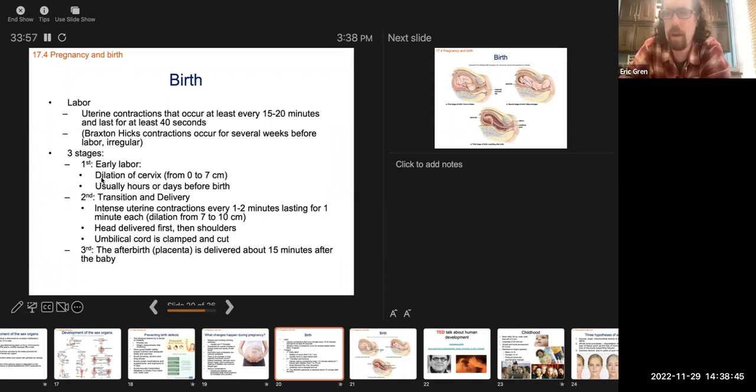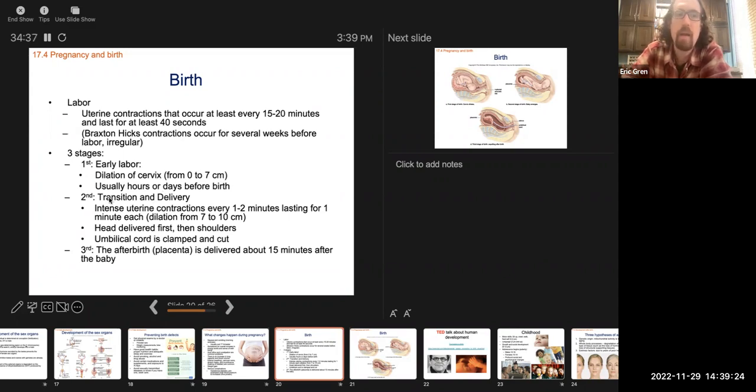First stage is called early labor. Okay, this is where we see dilation of the cervix. Remember, the cervix is the opening to the uterus. So if the uterus is kind of a triangular shape, this bottom portion down where my fingers are, that's going to be the cervix. So as the cervix starts to dilate, we measure the distance of that cervical opening. And if the dilation of the cervix is anywhere from 0 to 7 centimeters, so 7 centimeters is something like an inch or so, we would call that early labor. Okay, and this is usually several hours to even days before birth.